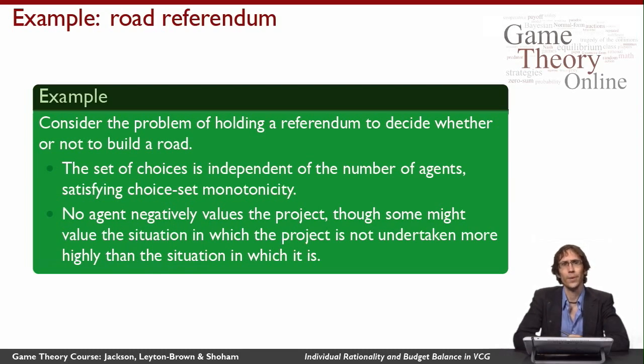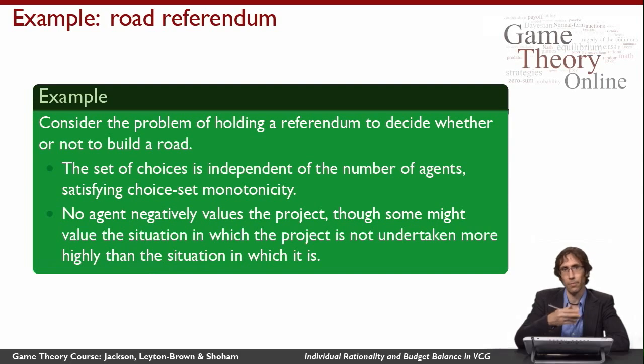Let's look at two examples of realistic scenarios that satisfy both of these properties to give you a sense of why these properties are reasonable to assume. So the first is the road building referendum problem. So consider this problem where we want to have a vote between agents to decide whether or not to build a public good like a road. So the set of choices has nothing to do with the number of agents, because the two choices are that either the road gets built or the road doesn't get built.